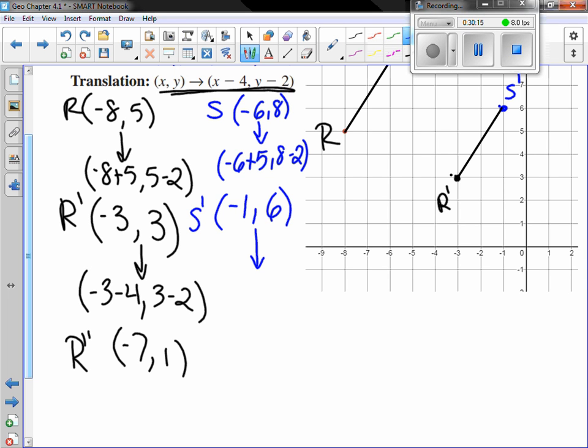Now we're going to do the same thing with S prime. This time we're going to subtract 4 from x, so it'll be negative 1 minus 4. And subtract 2 from y, so it'd be 6 minus 2. Well, negative 1 minus 4 would be negative 5. And 6 minus 2 would be 4. And that would be our S double prime.